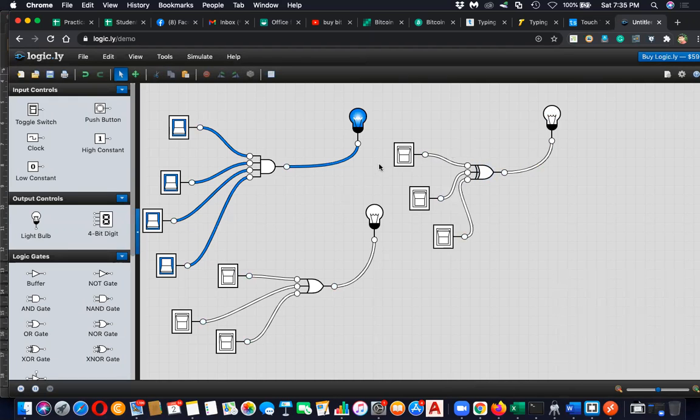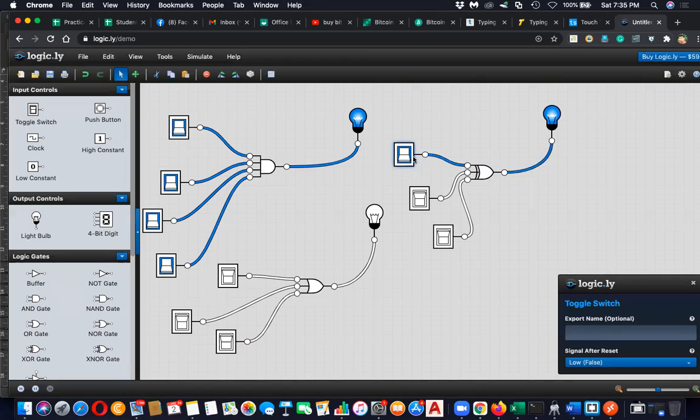It's 0. If one 1 is there, it's 1. If two 1s, it's 0, even. If even, it's 0. If three 1s, it's odd. If it is odd, it is 1.